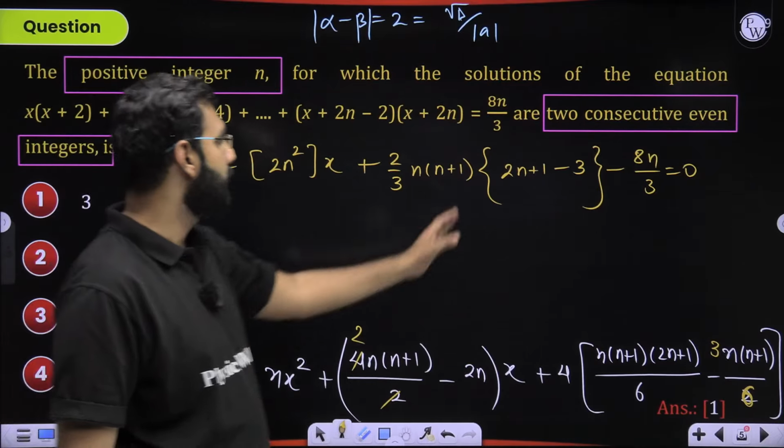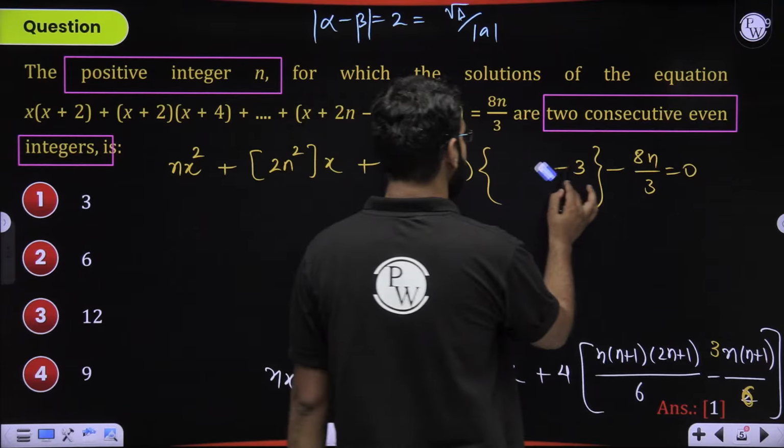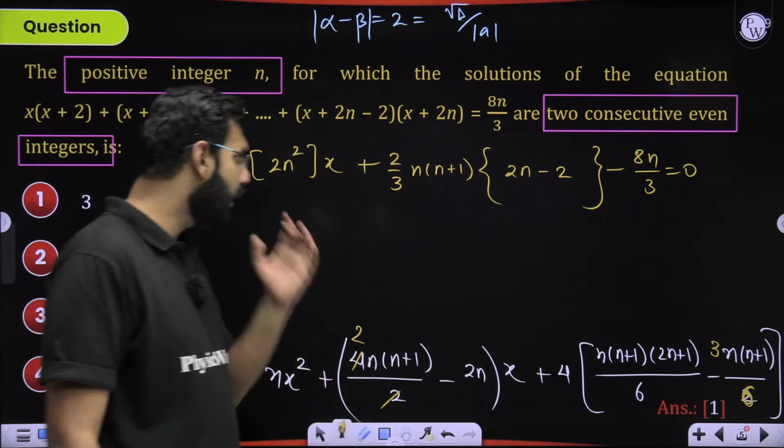One more thing, 2n plus 1 minus 3. So can I write it as 2n minus 2? So I'm writing it as 2n minus 2. I hope you're comfortable with that. 2n minus 2.